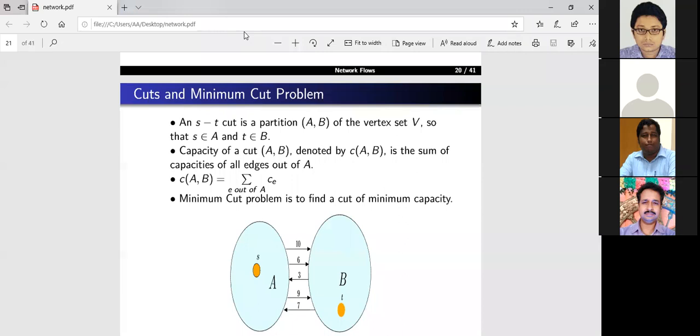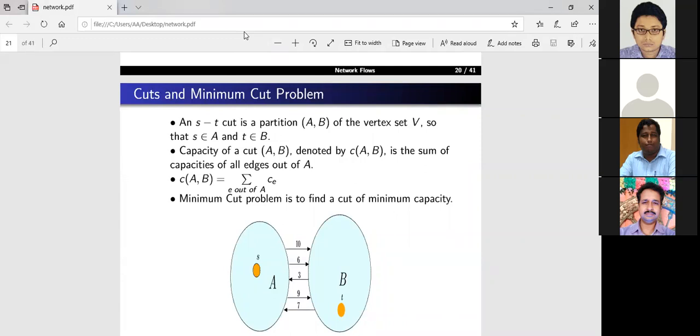Okay. Now this is an interesting problem. As a matter of fact, if you look at the original source of this problem, it came as a cut problem. Some people in the army were trying to find, in a Soviet railway network, the minimum cut. That means a set of edges which can be cut so that all flow from S to T is stopped.